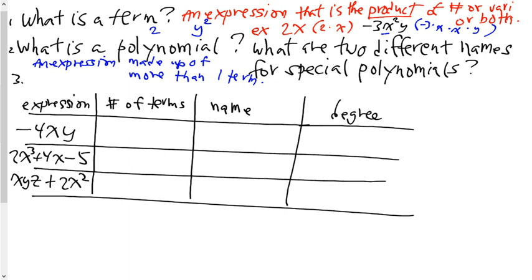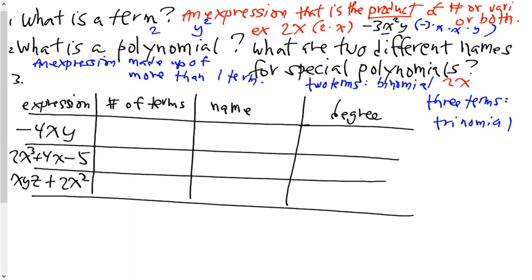So if it has two terms, as Brian just said, it's called a binomial. If it has three terms, it's called a trinomial. So if we look at a binomial with two terms, let's do the 2x as one term. That's one term, the product of 2 and x. And then we'll put a plus 1 here as the second term, just the number. So 2x plus 1 would be an example of a binomial.